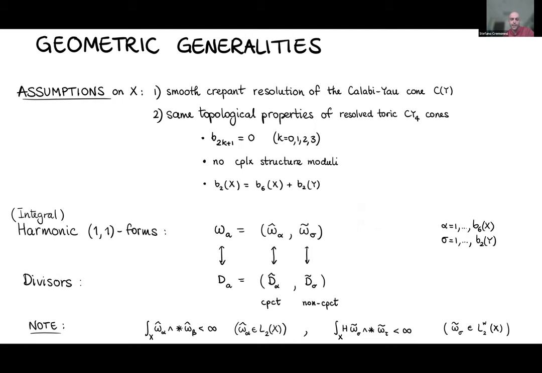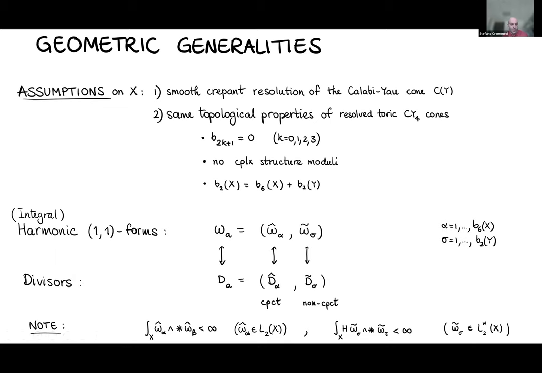And secondly, I will assume that it has the same topological properties of resolved toric Calabi-Yau 4 cones. Namely, there are no odd dimensional cycles, there are no complex structure moduli. And then importantly for us, the second Betti number, so the number of two cycles, would be equal to the number of six cycles, B6 of X, along the cone. But then there are also two cycles in the Sasaki-Einstein, B2 of Y.